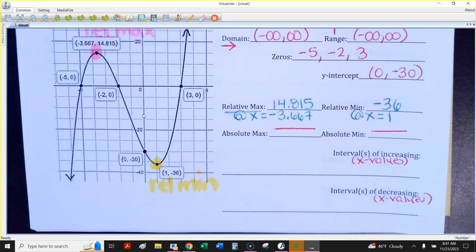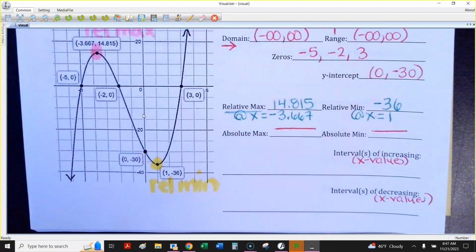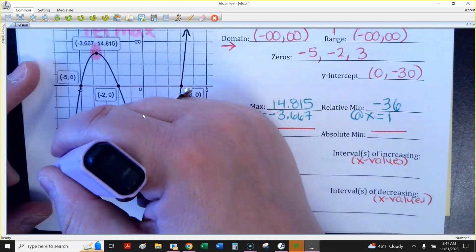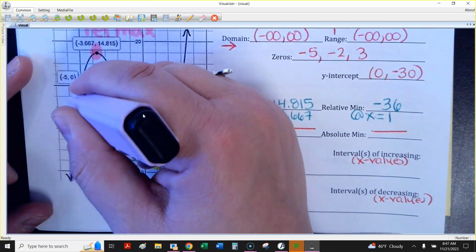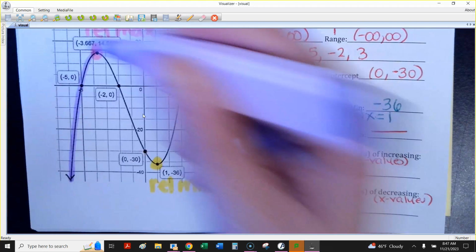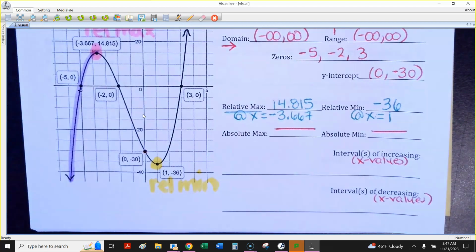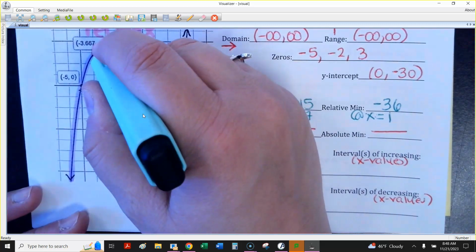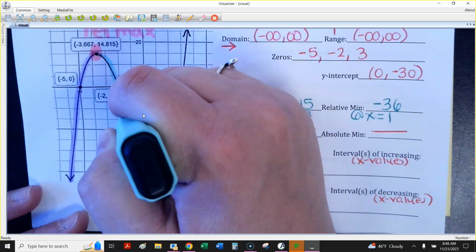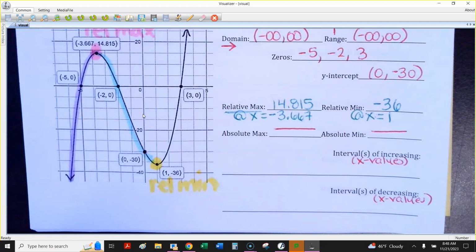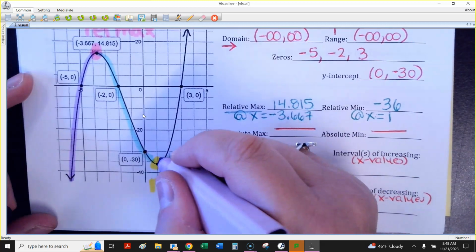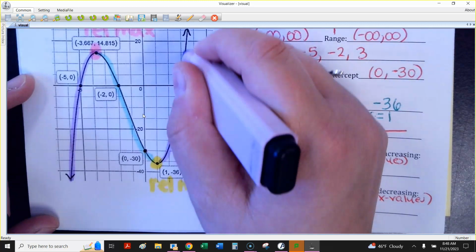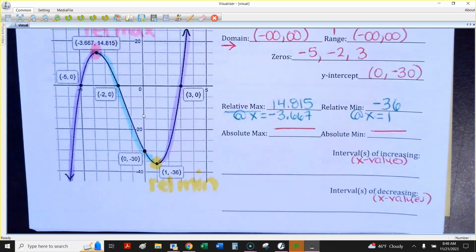Now, I'm literally just going to trace this with my marker to kind of highlight what's going on here. So, go from left to right. This entire time, my y values are increasing, increasing, increasing until I get to that relative maximum. Then that's why it's called a turning point, because I changed from increasing to decreasing. So then I'm decreasing, decreasing here. And then I'm going to switch over at that relative minimum. That's a different turning point. Increasing, increasing. So I have 2 intervals that are increasing and 1 that is decreasing.